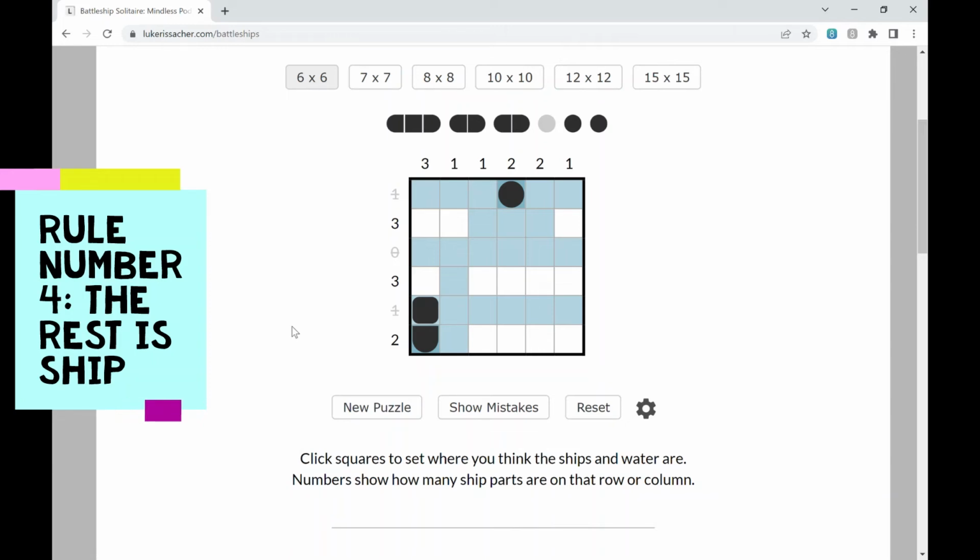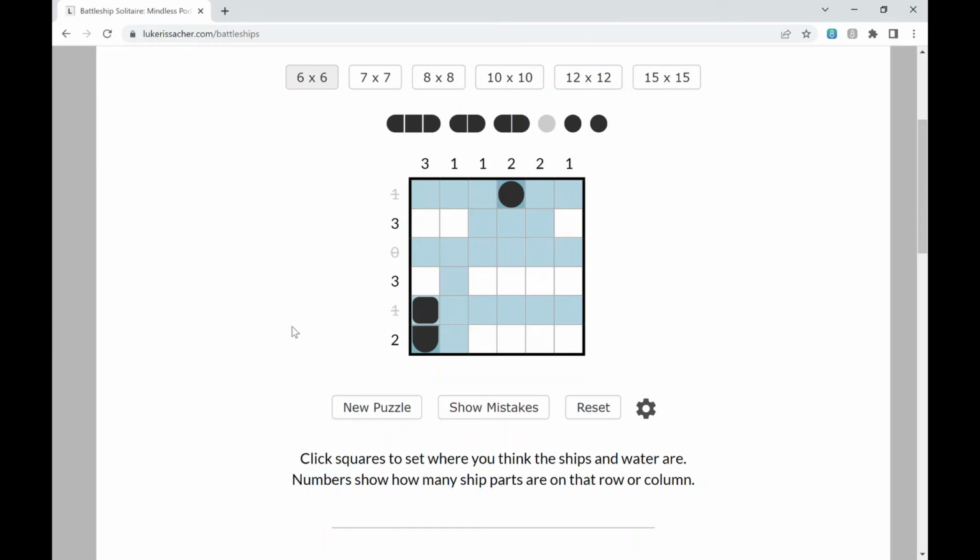Okay, so now let's move on to our next rule, rule number 4, which is the rest is ship. So this is essentially the inverse of rule number 1, which was the rest is water. If we have a row or column which only has a few empty spaces left, then we can check the number above or next to it to see whether we can in fact say that these spaces must be battleship segments.